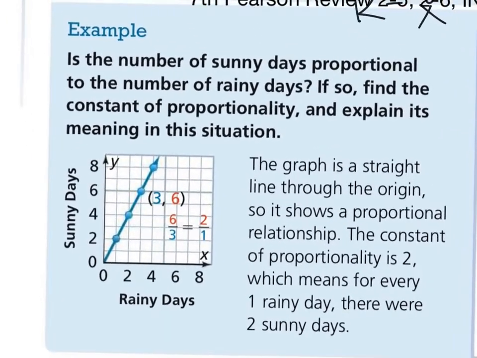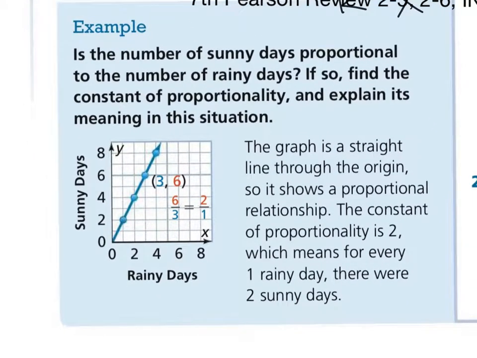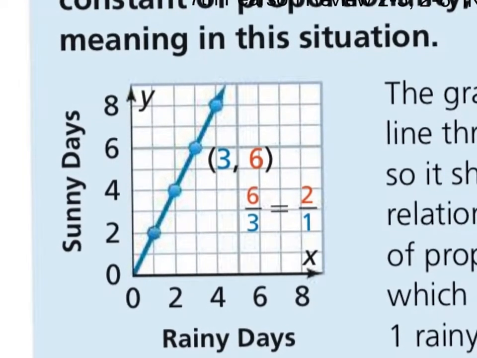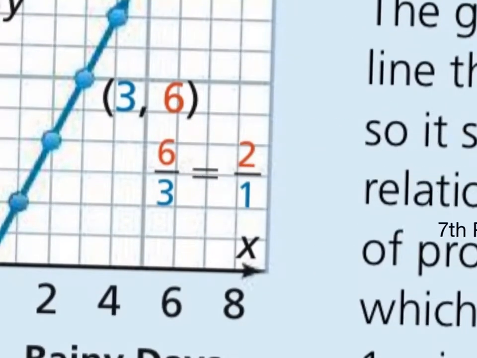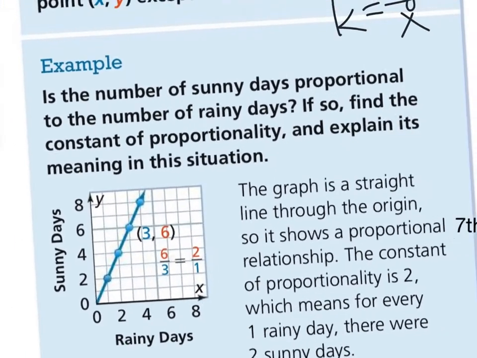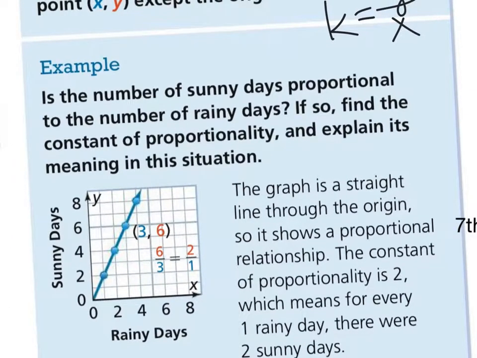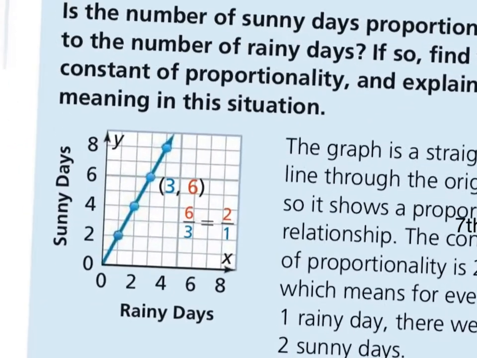So for example here, is the number of sunny days proportional to the number of rainy days? If so, find the constant of proportionality and explain its meaning. So if you look at this, just from the graph, we can already look at this and tell it's a straight line. It goes through 0, 0, so it is proportional. It's just the question about what the constant of proportionality is.